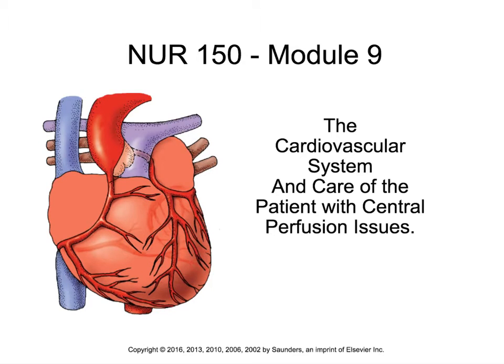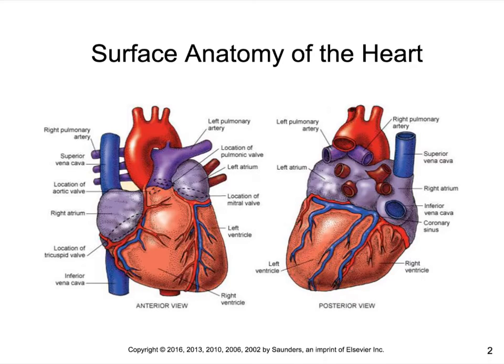We'll review the anatomy and physiology and the function of the cardiovascular system and the care of the patient with central perfusion issues. Central perfusion issues are ultimately what a patient will experience if there is a problem with the anatomy and physiology and the function of the cardiovascular system. The central perfusion discussed will be related to the heart itself and how the heart functions and when there are disorders of the heart itself.